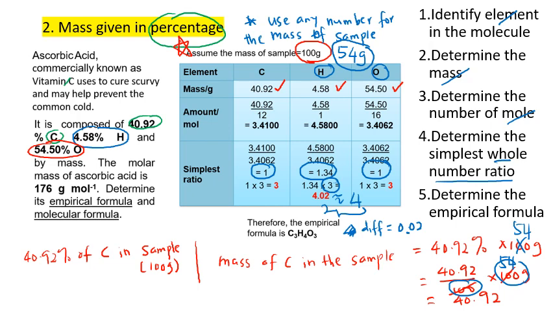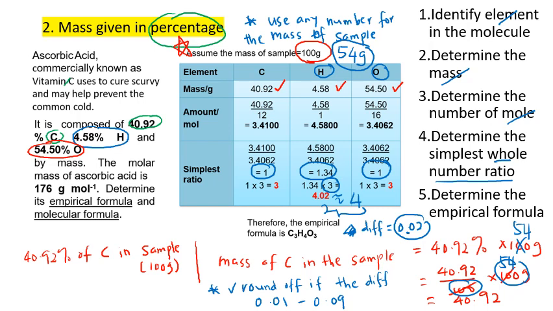So try to remark over here again. We can only round off if the difference is between 0.01 to 0.09. So 0.02 is in the range here, so that's why it can be rounded off.